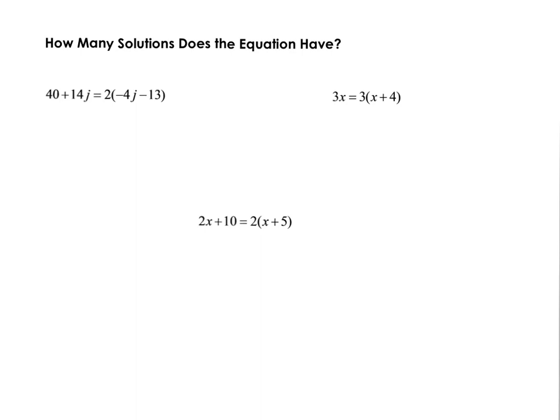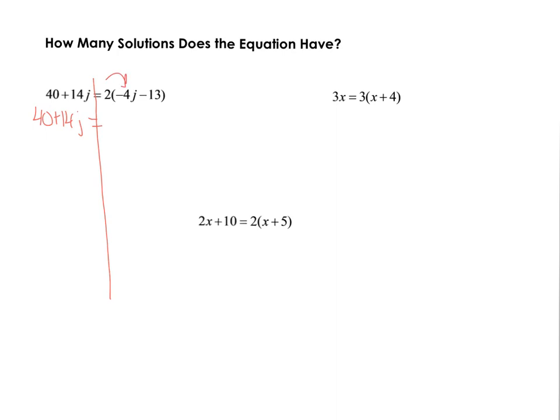So we look at this first one, 40 plus 14j equals 2 times negative 4j minus 13. Remember, if that line through the middle helps you, draw it. I look at the left side. There's no distributive property, nothing to combine. So I'm just going to copy it. I look at the right side. I do have distributive property here. Don't lose your equal sign.